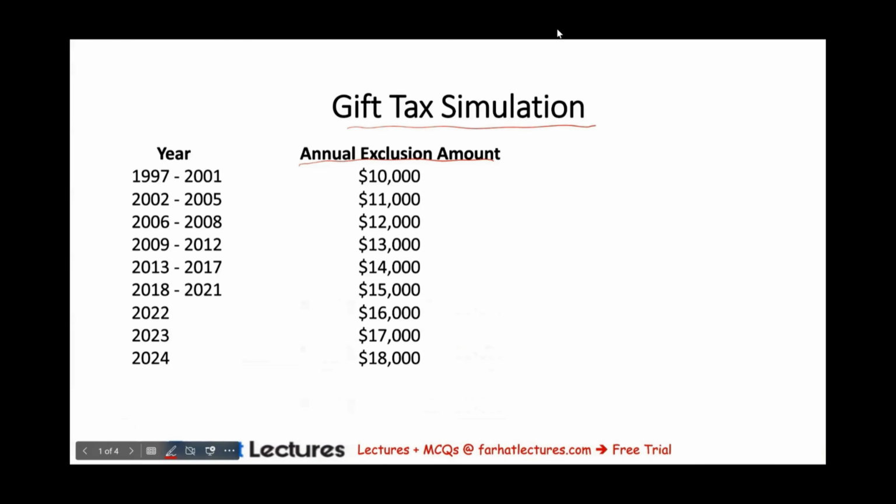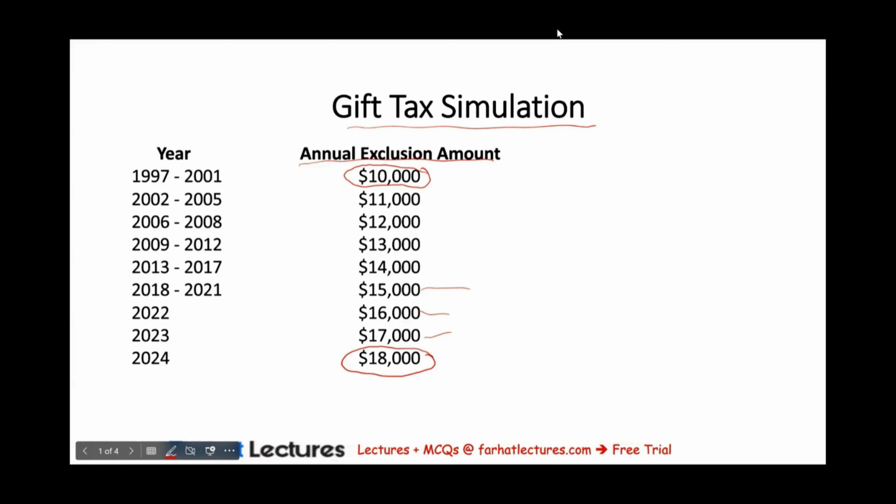As you may notice in this table, the annual exclusion amount was $10,000 for the period from 1997 till 2001 and has been adjusted many times throughout the years until it reached $18,000 in 2024. And in the past few years, it has been adjusted annually. So it was $17,000 in 2023, $16,000 in 2022, $15,000 in 2021.